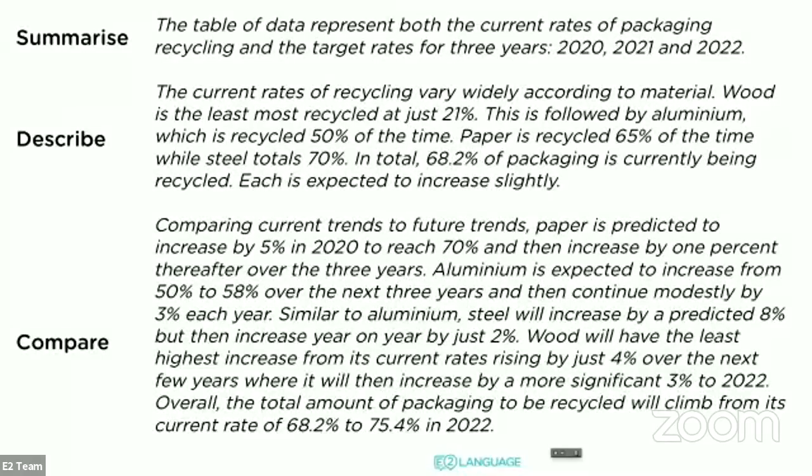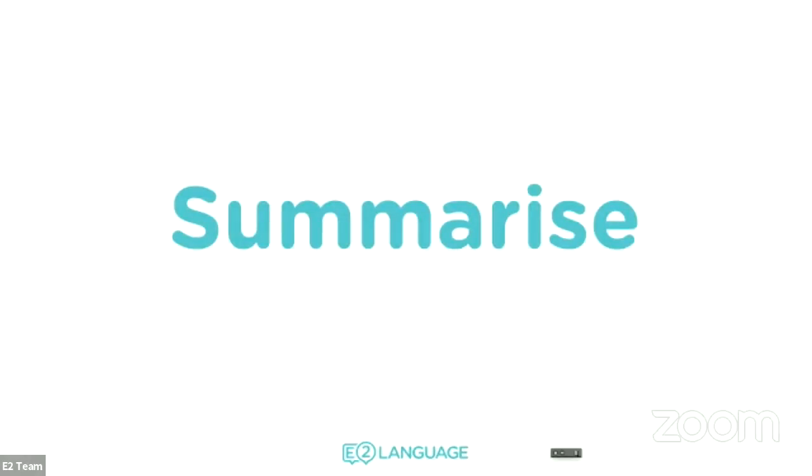This is what your Task 1 will look like on test day. You're going to have a very brief summary at the top, just a single sentence, maybe 2 sentences. In the second paragraph, you're going to describe the main trends. And the third paragraph is where it really happens. That's where you compare data. I'm going to show you how to do all 3 of these. So let's look at how to summarize first.